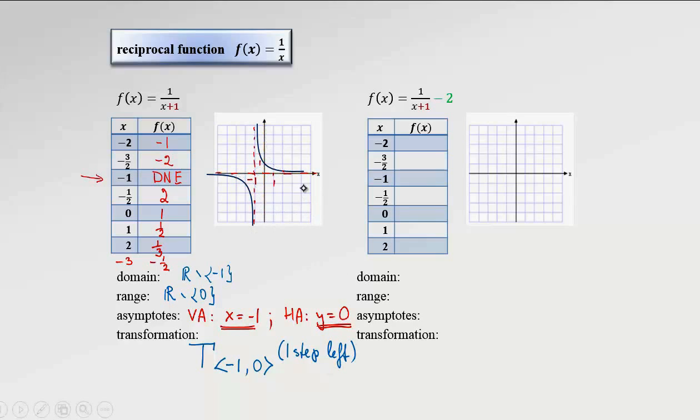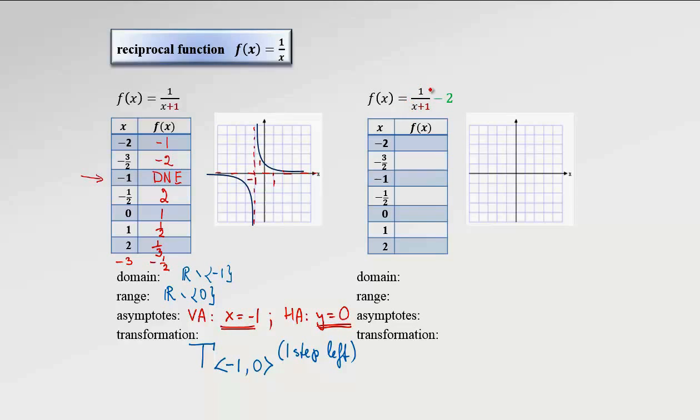So now let's look again at our final shape. It has two branches and it has two asymptotes. The horizontal one is x-axis, the vertical one comes through -1. Okay, let's look at the second example. This time we added 1 to the x and we subtracted 2 from the entire function.